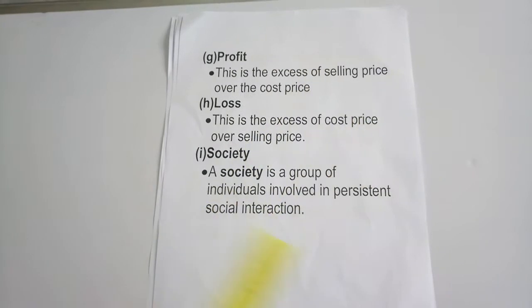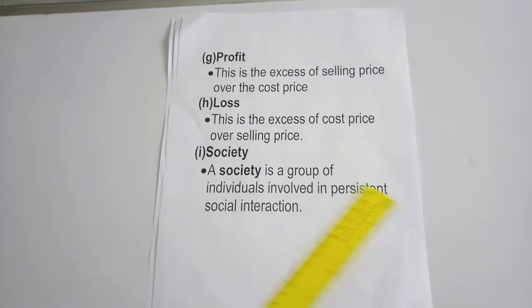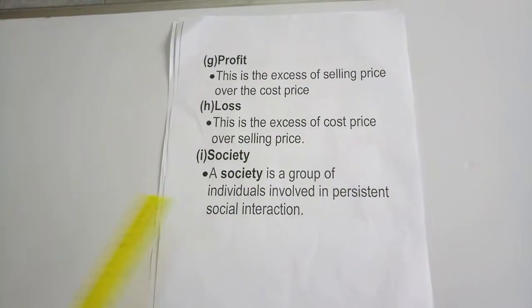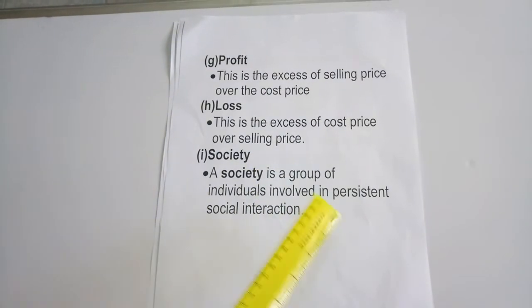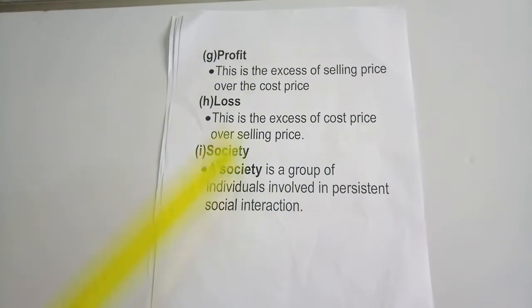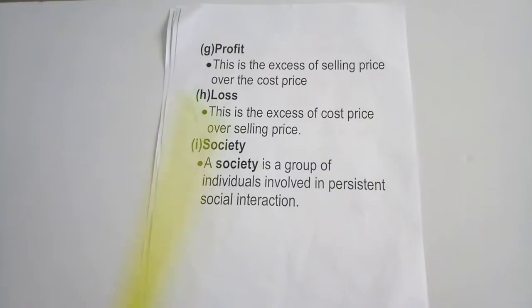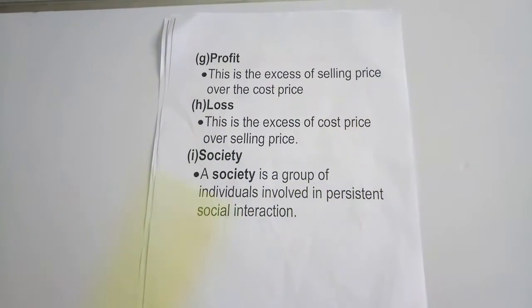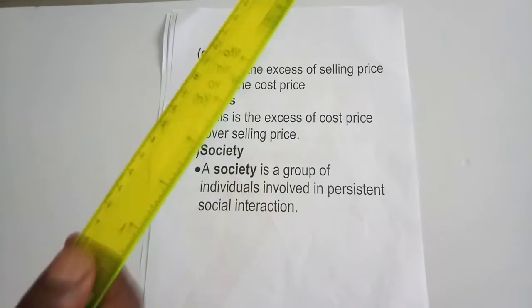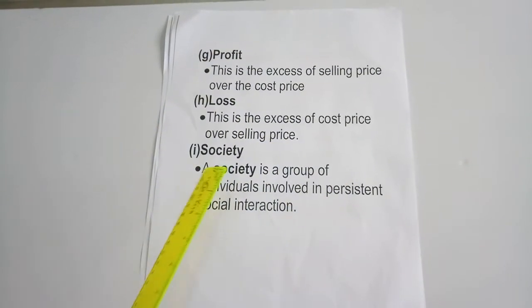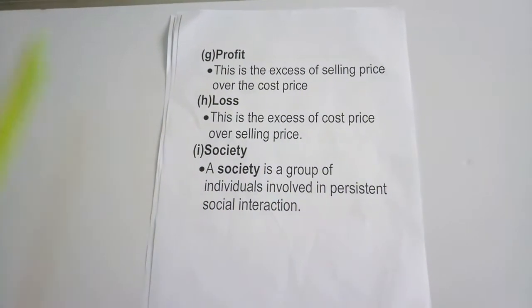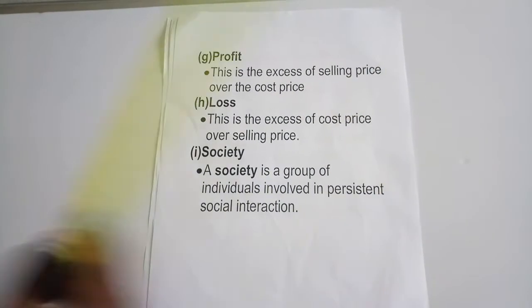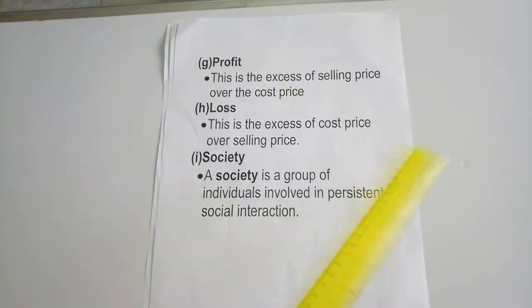Now, our last term is society. Remember, business does not occur in a vacuum. The moment you conduct business, you are dealing with people. We have people in schools, people in hospitals, people in the market area, people in your neighborhood. So where does business occur? Business deals with interaction of people, buyers and sellers, etc.